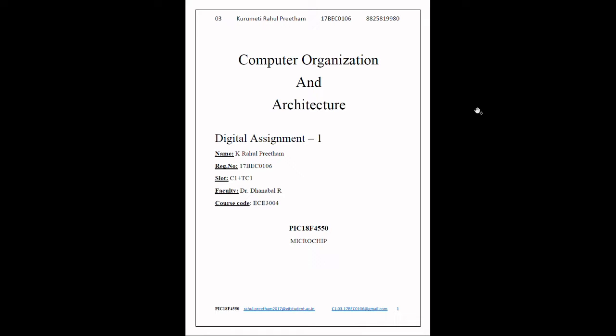Now I am going to give my presentation on my digital assignment done under Dunball R. This presentation is about a microcontroller manufactured by Microchip Technologies. The name of the microchip is PIC18F4550. There are 10 questions asked in our assignment. Now let's go through the questions one by one.